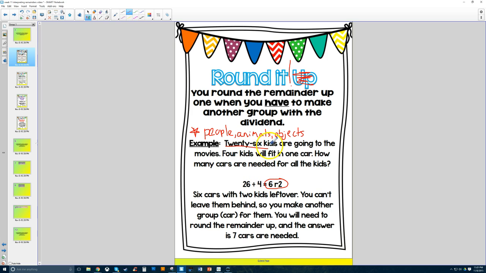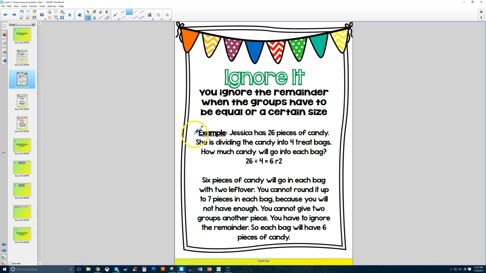Well, there's 26 kids, so that means that remainder 2 is the 2 kids that are left over that aren't in a car. And we know that you can't leave them behind, so we have to get another car for them. So in other words, because we're dealing with people, we want to make sure that those people are happy, so we have to add another car, making the quotient 1 more. So we're going to round it up to 7 cars rather than just 6. Alright, let's take a look at another one.